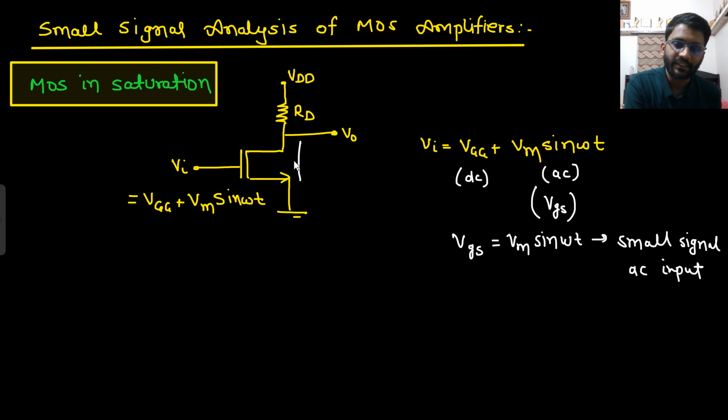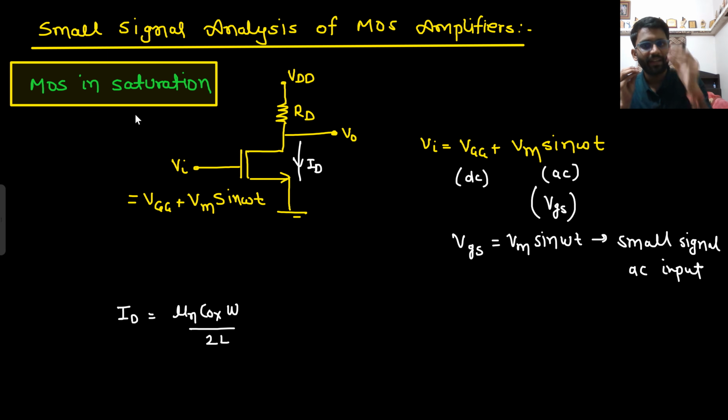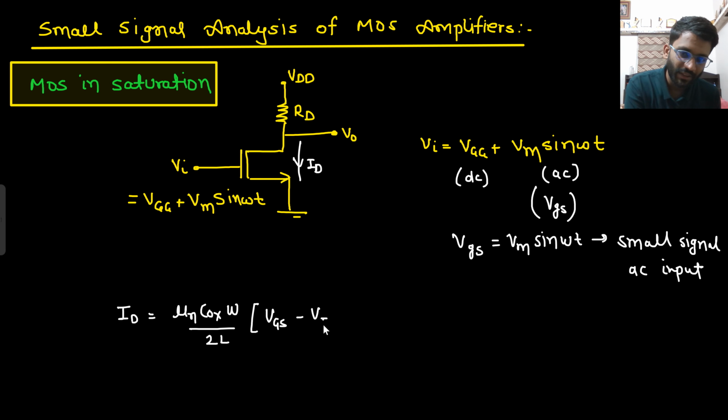Now I will generate some ID. Now this ID is a DC quantity or AC quantity, that I don't know. I will just simply write down the expression, then you will get to see something very interesting. So just hold on to the video till the last. What is the ID expression? Mu n COX W by 2L. Also I am considering the MOS to be in saturation region. I have adjusted my RD value and VDD value such that my MOS is working in saturation region, so I will apply the saturation current: mu n COX W by 2L, VGS minus VT whole square.